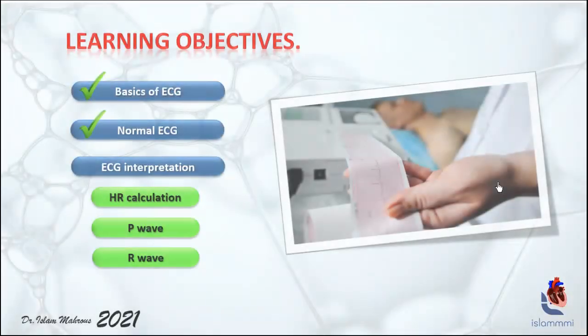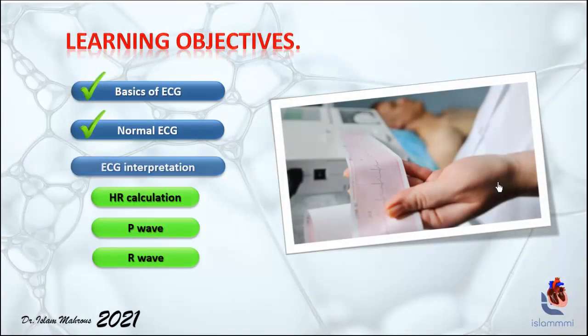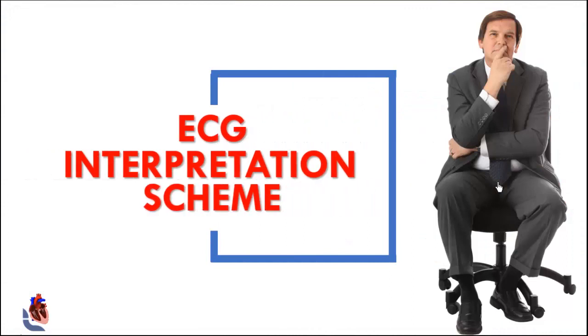So now we finished the normal ECG. Let's go to how to make a scheme for interpretation of the ECG. First of all, we start with the heart rate, then go into the P wave, PR interval, and then the R wave. We should always have a scheme in our mind in order to find the diagnosis. I'll show you how to do it.